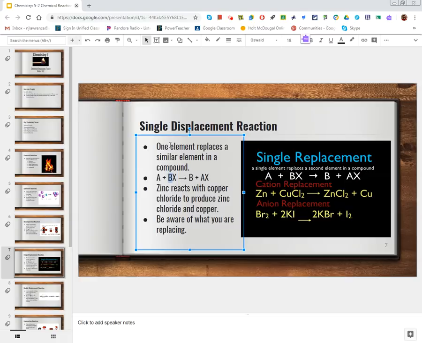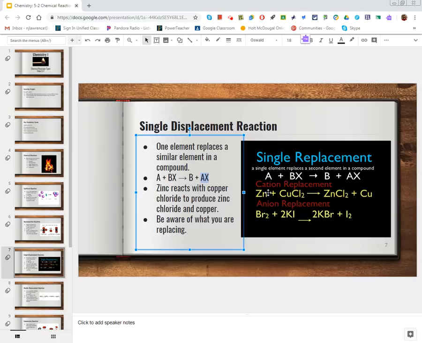And so here again, a single displacement is when one element replaces another element to now create another individual element as a product by itself and some new compound. So here's an example of zinc reacting with copper chloride. And zinc is replacing copper to create zinc chloride. And now copper is left all by himself, going home empty-handed.